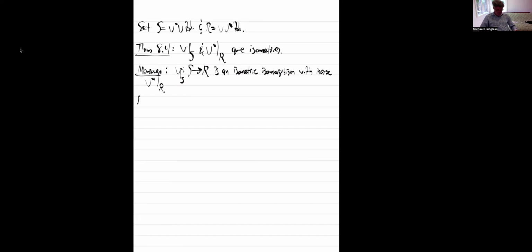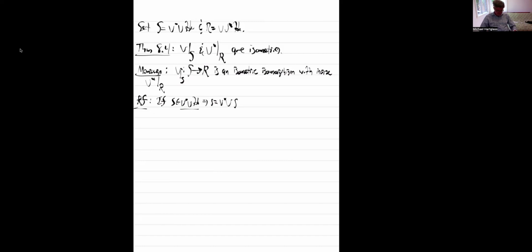Okay, let's prove this. All right, so if C is in V star V H, well, then since V star V is a projection, this in fact will imply that C equals V star V C.